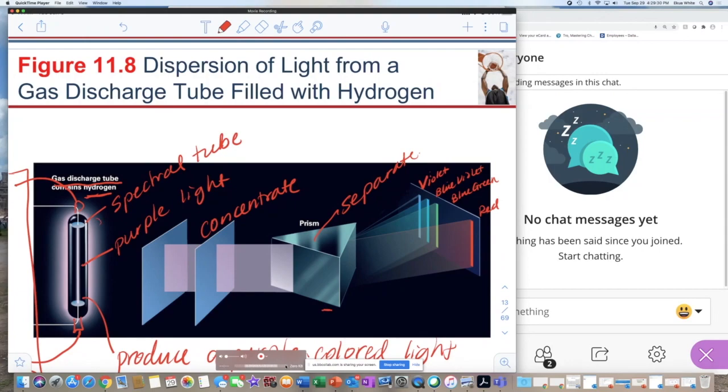If you know hydrogen produces purple color, and you want hydrogen to produce red color, you separate it and then just make sure these don't show up. We only see the red. So how they're able to do that, I don't know. I don't do engineering. They are the ones who do.